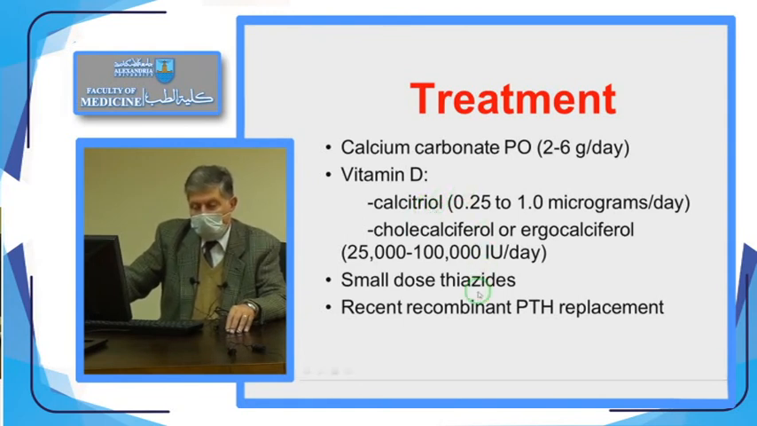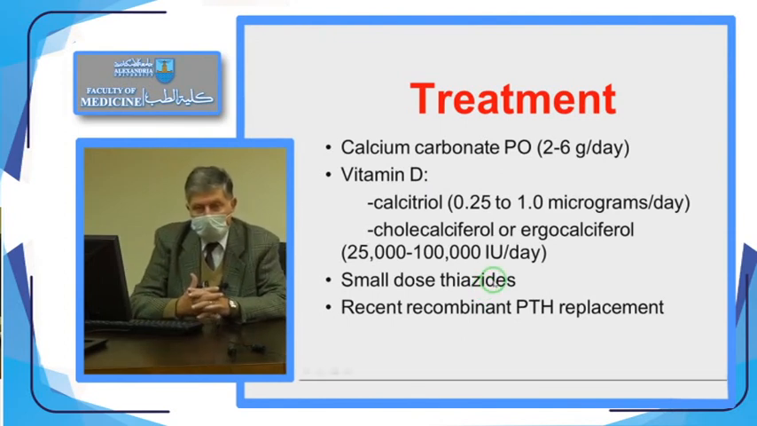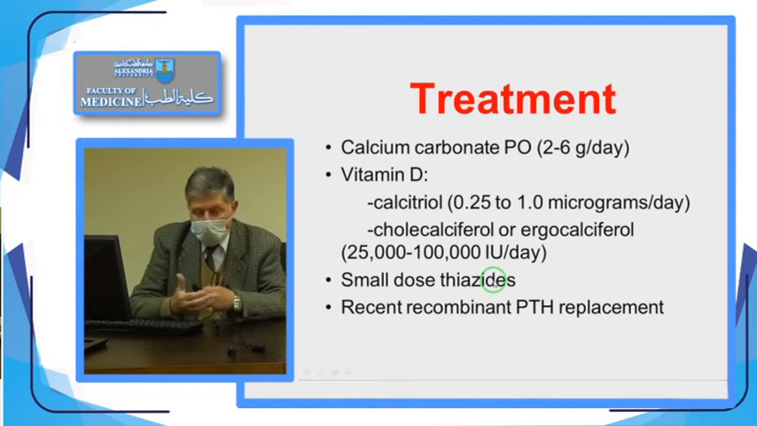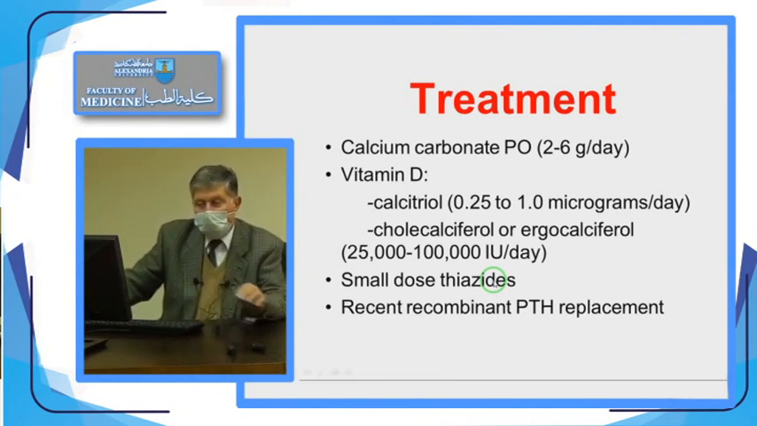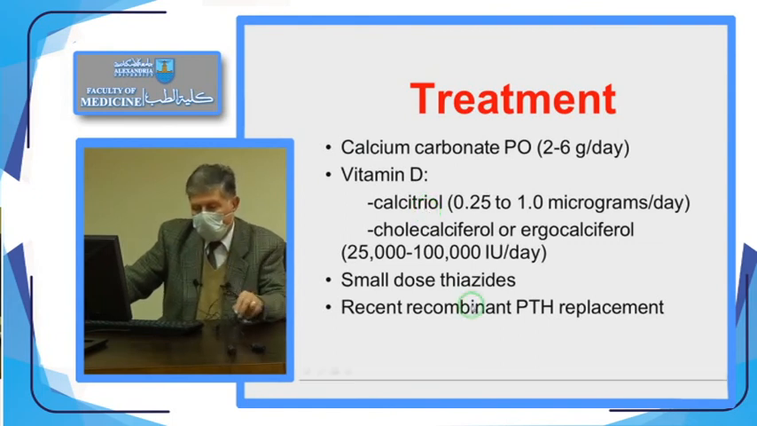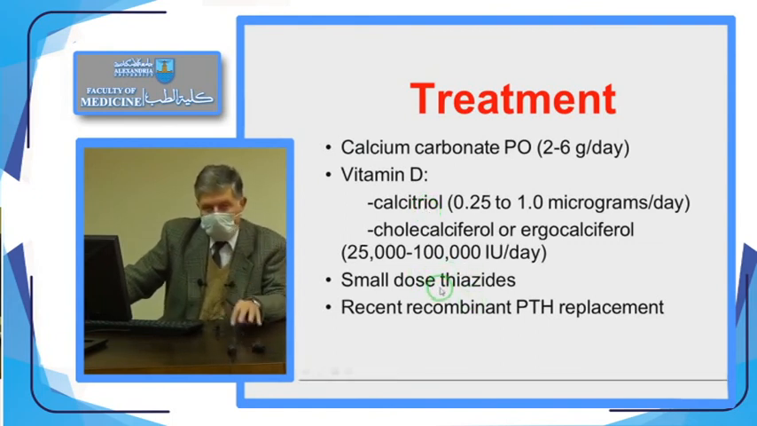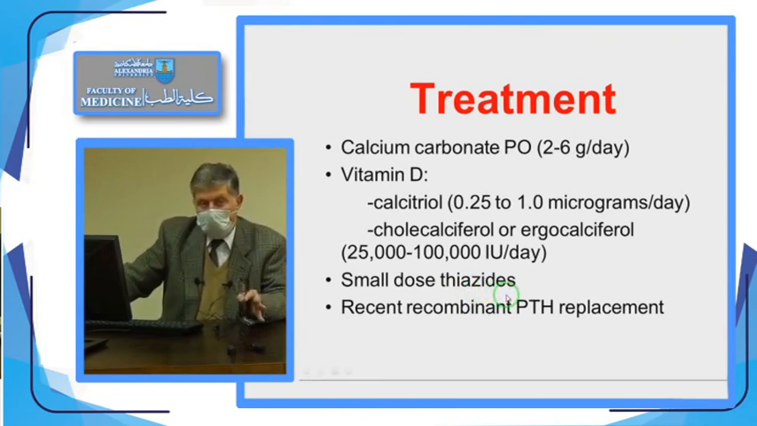And sometimes we give small dose of thiazide, because thiazide, as I told you earlier, it stimulates the reabsorption of calcium from the renal tubule. So it will raise the serum calcium and lower the calcium in the urine. Because this is important, because in long-standing hypopara, once we give calcium and vitamin D, you get as a complication urinary calcium stones. So by giving thiazide, you can protect this patient from having renal stones in patients with prolonged hypopara given calcium and vitamin D.